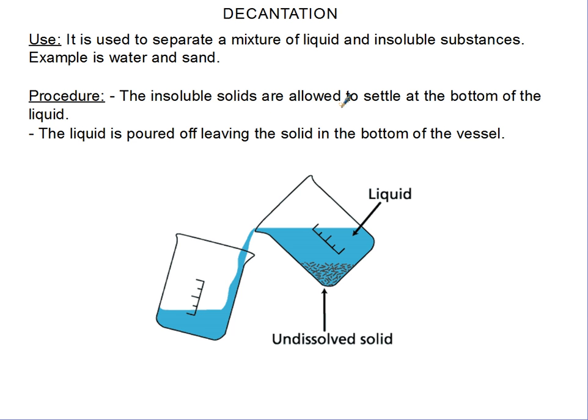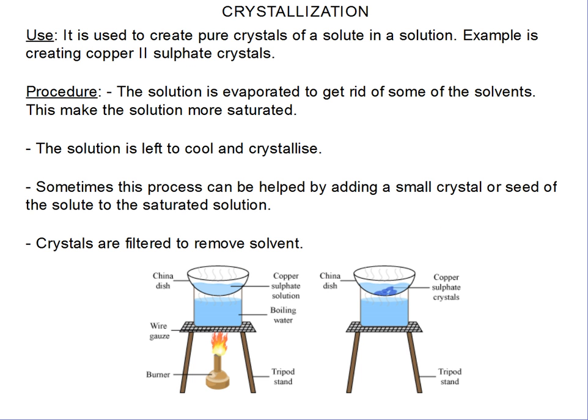The insoluble solids are allowed to settle at the bottom of the liquid. The liquid is poured off, leaving the solids at the bottom. So the sand particles are heavier. We allow the mixture to stand for a while, and then all the heavy particles will settle at the bottom. Then we can clearly pour our liquid out and separate the two of them. If you want the sand, we just dry the sand and then we get our sand too.